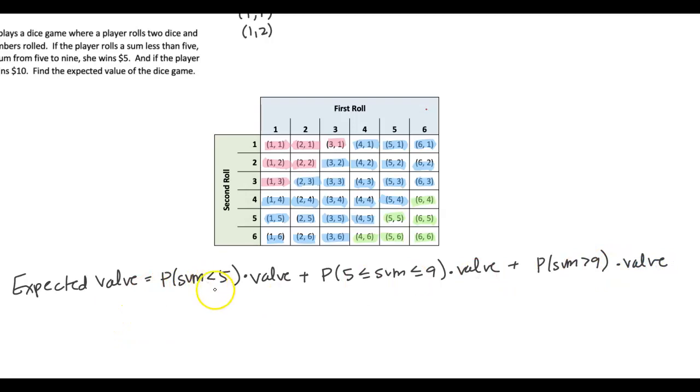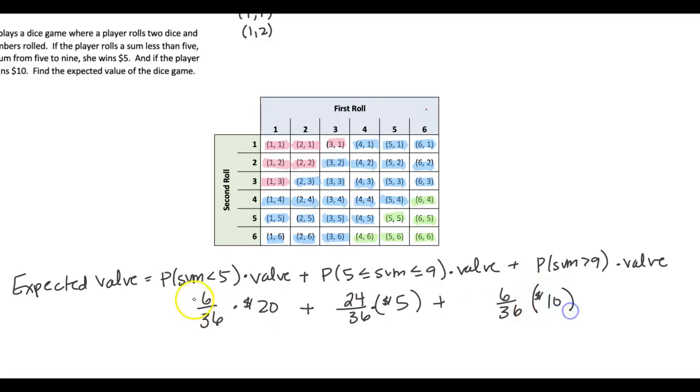The probability of a sum less than 5 was 6 out of 36, and its value was $20. The probability of a sum between 5 and 9, including 5 and 9, was 24 out of 36, and its value was $5. The probability of a sum greater than 9 was 6 out of 36, and its value was $10.